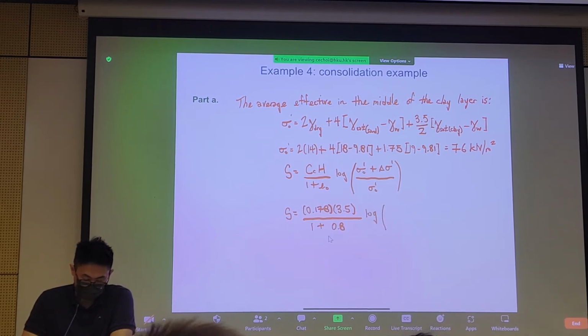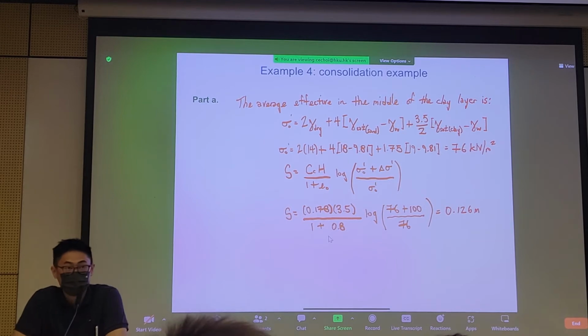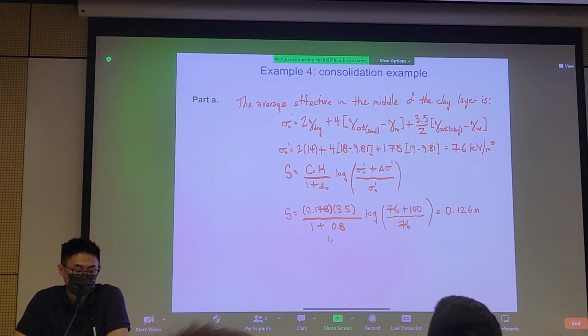We know the initial effective stress was 76. We know we're applying a delta of 100 due to the surcharge at the surface. And we just assume that this delta is applied to the clay directly for simplicity. Then we would expect just less than 13 centimeters of settlement for the clay layer for part A for this normally consolidated soil. The only thing to remember here is mainly that we normally take the average effective stress at the midpoint of the layer when we want to calculate things.